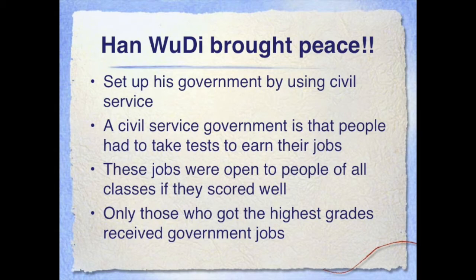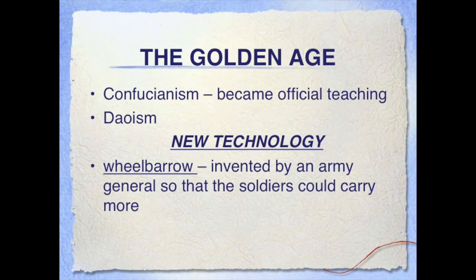So people who failed the exams worked other jobs in the government, but they didn't have as important of a job. Even though only the highest grades received government jobs, at least all the jobs were open to people of all classes. So this was more fair than what we have seen in the past. Because of the success of this dynasty, we would consider this the golden age.